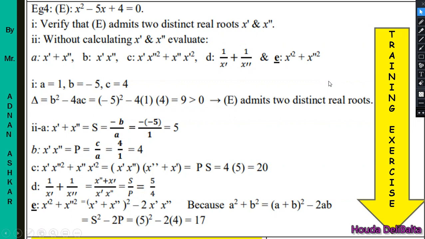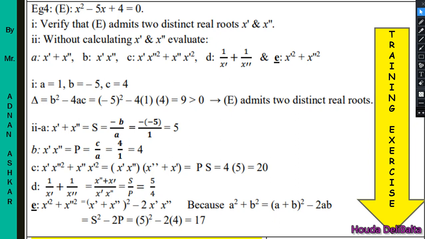Example 4. E: x squared minus 5x plus 4 equals 0. So this is the quadratic equation, x squared minus 5x plus 4 equals 0. Verify that E admits two distinct real roots, x prime and x double prime. How to verify that one? Let's think a little bit.